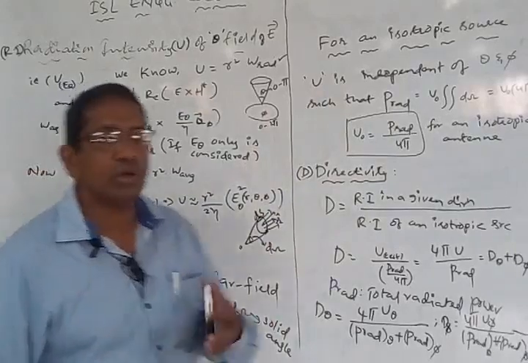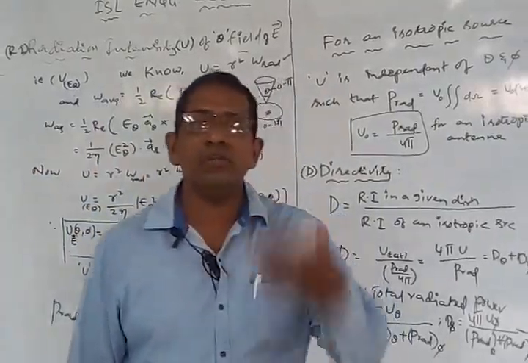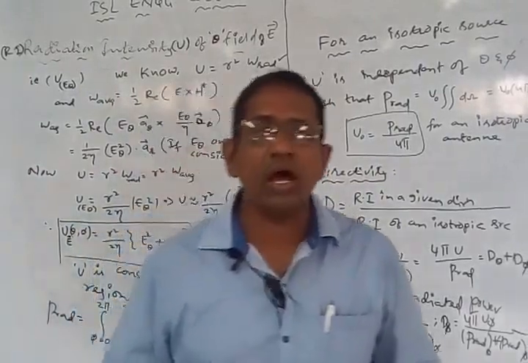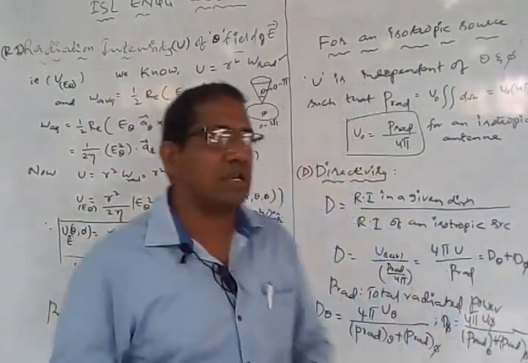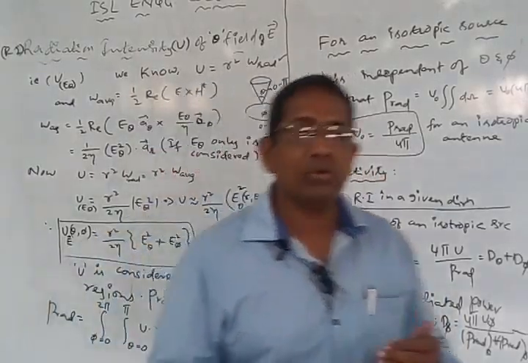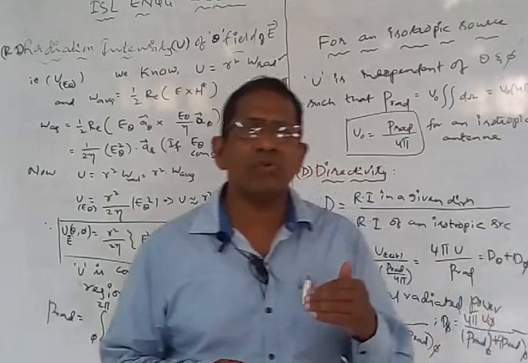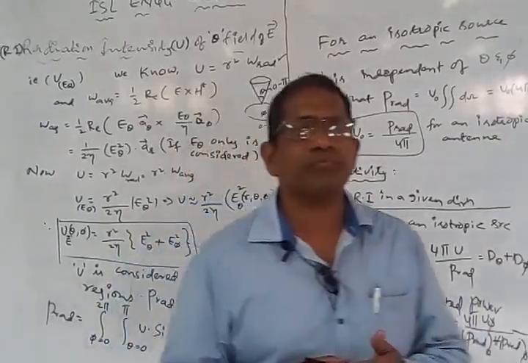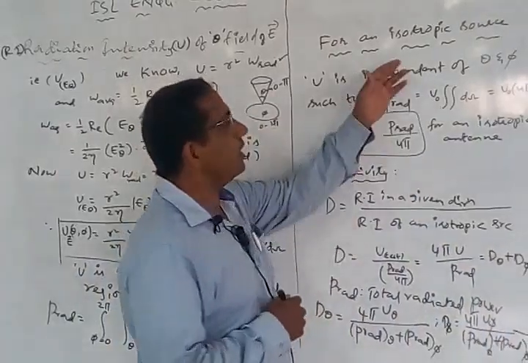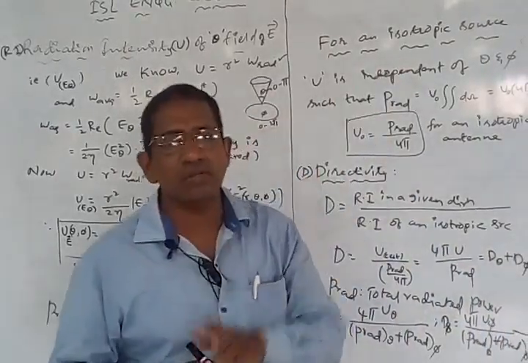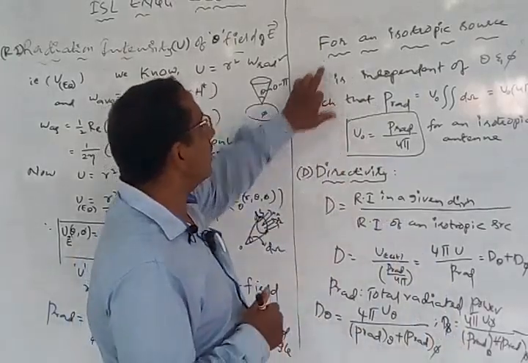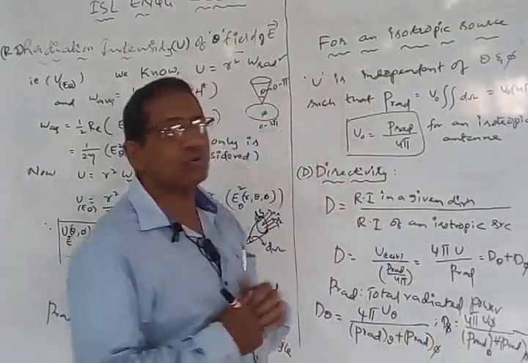We are always going to compare the practical antenna with the isotropic antenna. Why? The isotropic antenna is always an ideal case or a reference antenna. So in order to compute the values, or to find out the correctness of the parameters, we are always going to compare the parameters of the practical antenna with respect to the isotropic antenna. Therefore we are finding out the radiation intensity of an isotropic antenna.